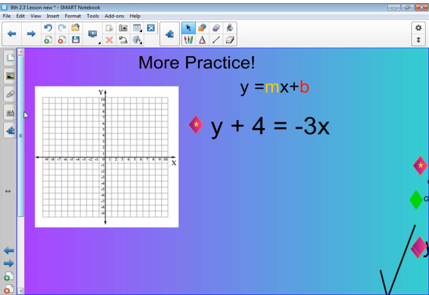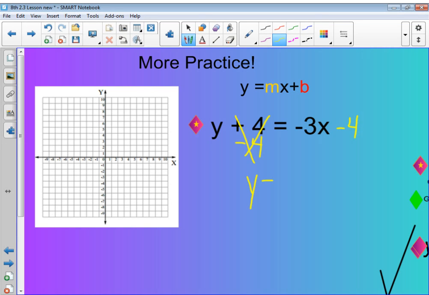So now if I want to work to get y by itself, we would say -4, because we're trying to get it to say y equals. And remember, we have to put it behind here. So now I have y equals negative 3x minus 4. So now we're going to go ahead and graph that.